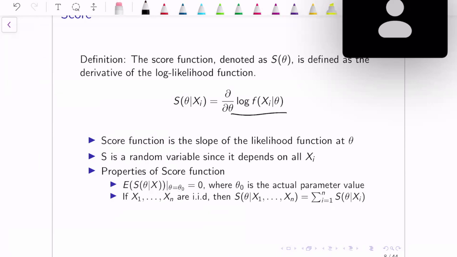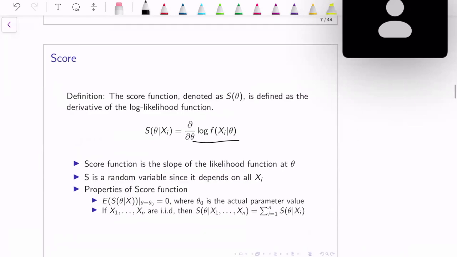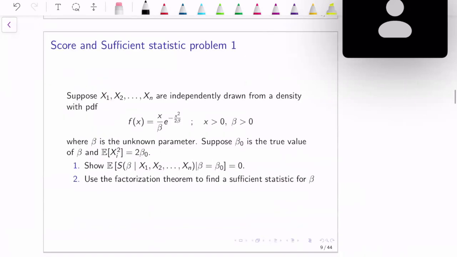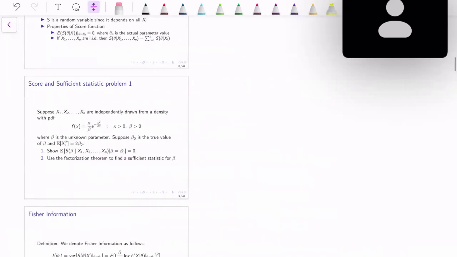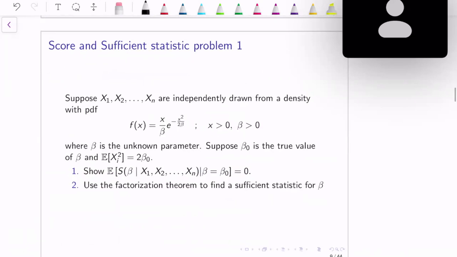Anything else? That's enough. For this problem here, would you like me to go over it now immediately, or do you want me to give you some time to try it? It's up to you. All right, now I'll give everyone 2 minutes to try it.